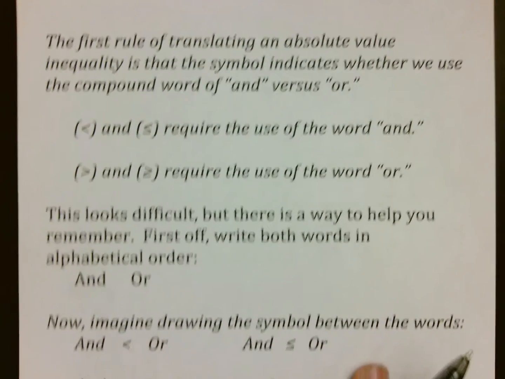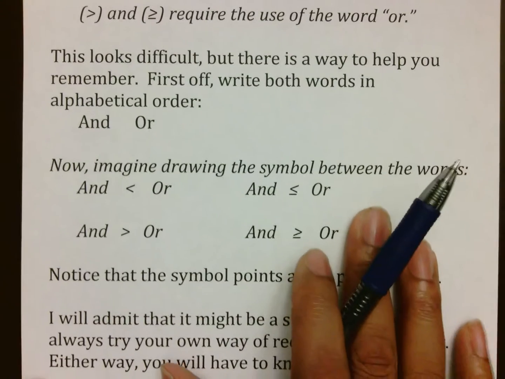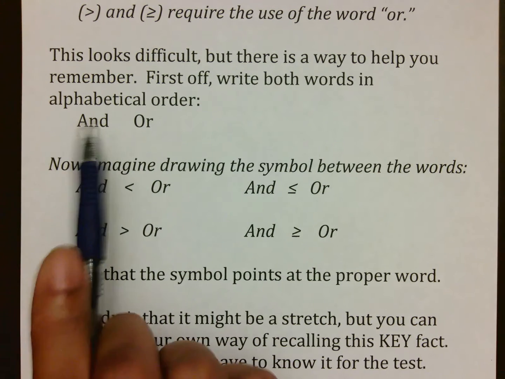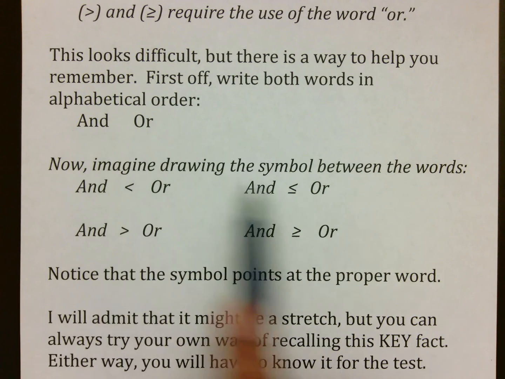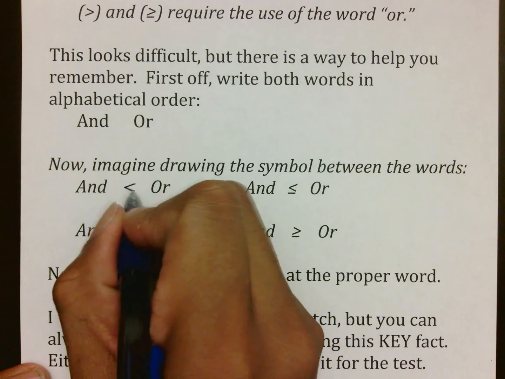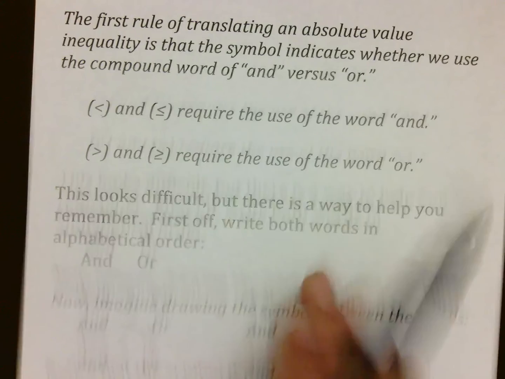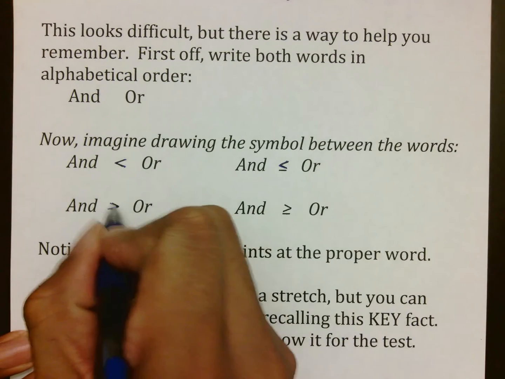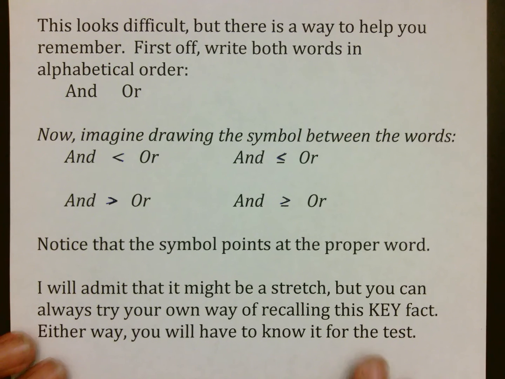It looks difficult, but there's actually a way to help you remember. Keep in mind, I usually try to use stupid things to help you visualize what's going on. First off, what you should do if you get stuck is just write both words in alphabetical order. Of course, A is before O, so and would be on the left, or would be on the right. Now if you imagine drawing the symbol, notice this symbol points towards and. This symbol also points towards and. This symbol points towards or. This symbol also points towards or. Notice that the symbol actually points at the proper word.